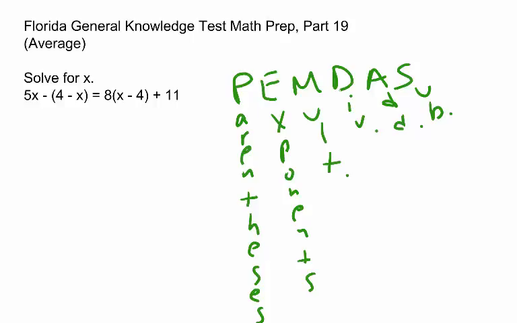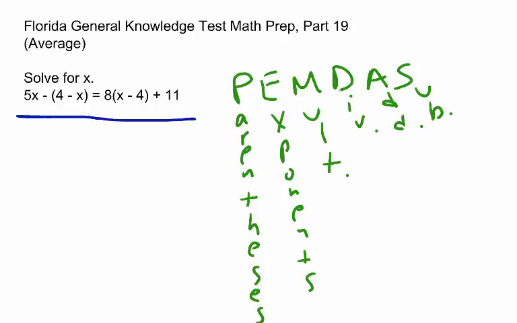So if we take a look at the expression that we have here, we do have parentheses, but because what's in each set of parentheses are not like terms, there's nothing further that we can do with them. In other words, we can't put 4 minus x together because x is a variable and 4 is not. Exponents, we don't have any of those, so we move on to multiplication.